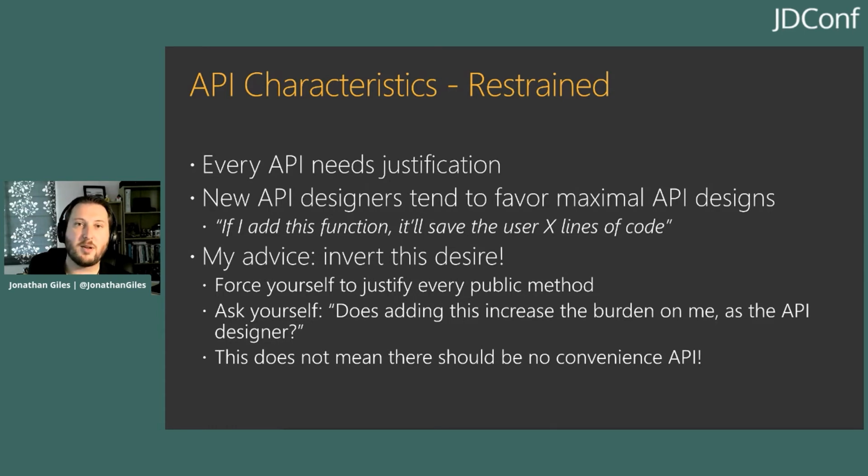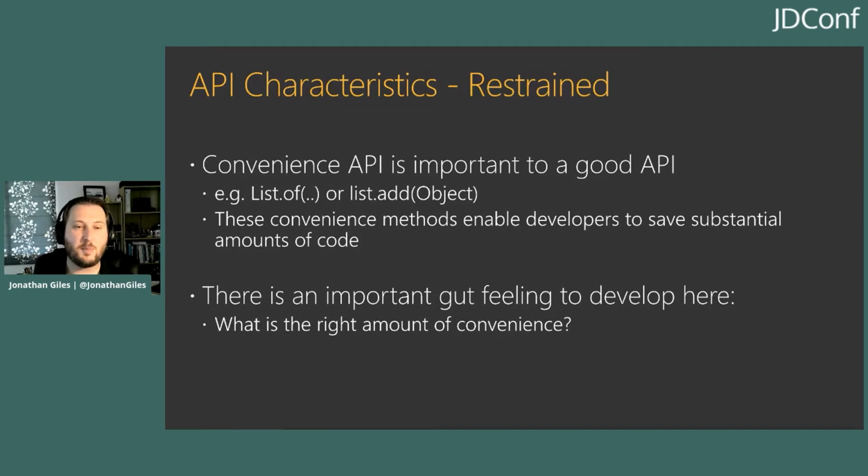Having said all of this, though, it's important to note, I'm not saying don't have convenience API. Convenience API is actually really, really good when it's well justified. So two examples I've just picked out: List.of, in JDK 9 or so, is a really great way to create a list. You just throw in a varargs and a list is returned. List.add is an instance method that lets you add an element into a list without specifying the index where it should go, which is obviously a really good use case because most people don't care about where it goes in the list. They just want it in the list.